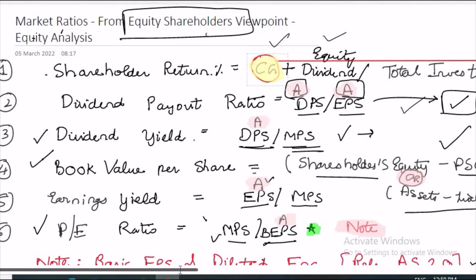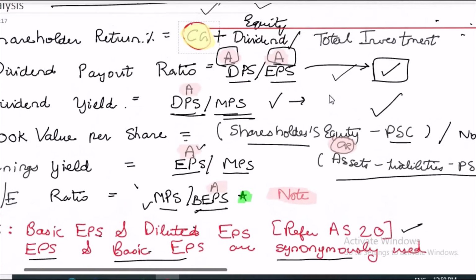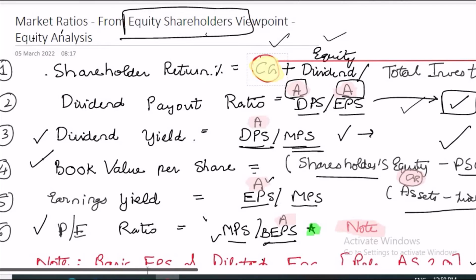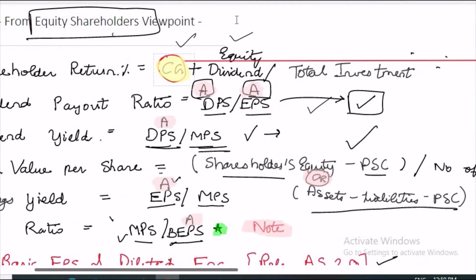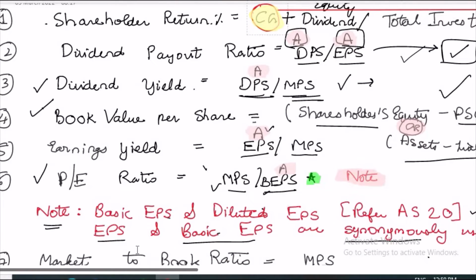Capital gains plus dividend divided by total investment is the shareholders return percentage. Dividend payout ratio is DPS upon EPS, dividend per share upon earnings per share. Then the third is dividend yield, that is dividend per share upon market price per share.